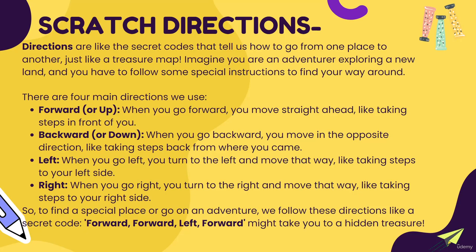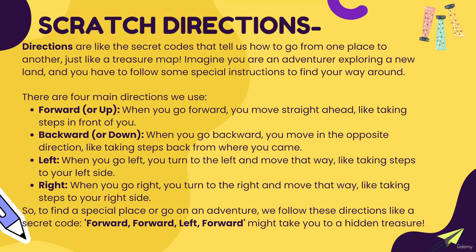In the same way, in Scratch also, directions are going to help your sprite go from one place to another. So there are four main directions which we use. One is forward, up, that is you go straight. Then we have the down direction, when you want to turn backwards, you're going to use the down direction. Then left is to take steps to the left side or to turn to the left side. Same is for the right side.